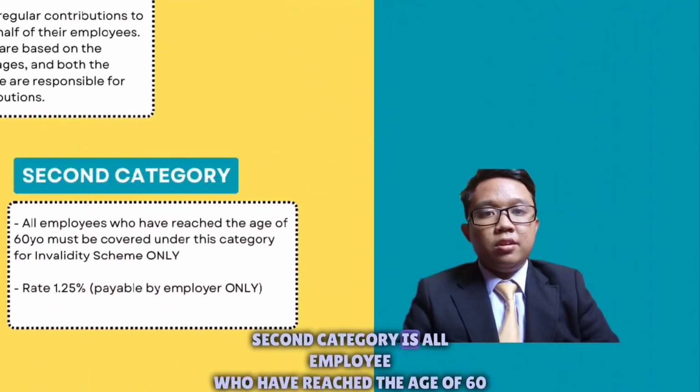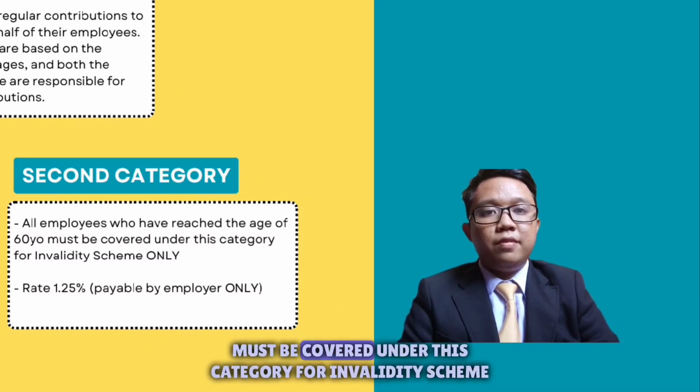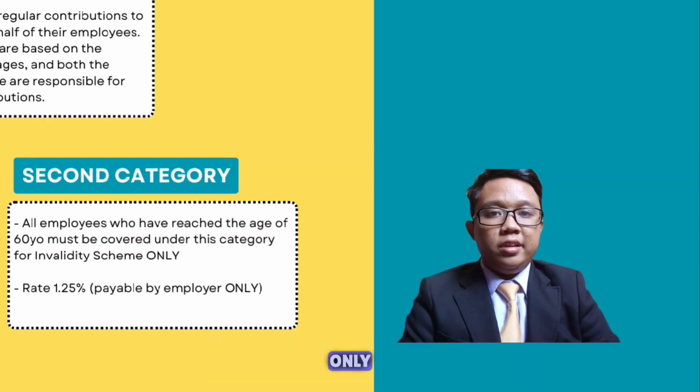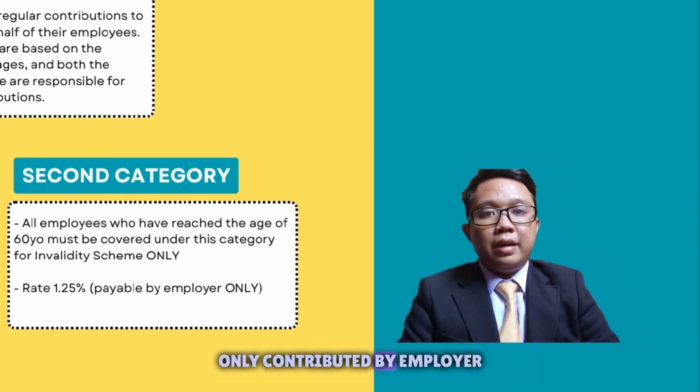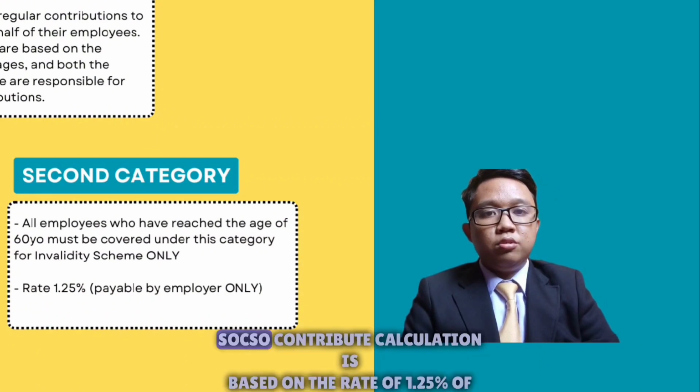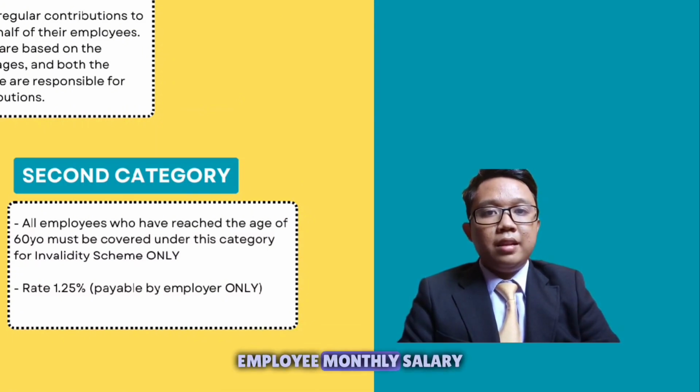Second category is all employees who have reached the age of 60 years old, who must be covered under this category for the invalidity scheme only, contributed by the employer only. So the contribution calculation is based on the rate of 1.25% of the employee's monthly salary.